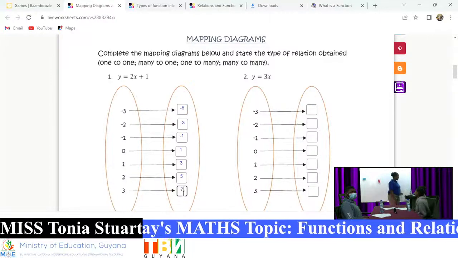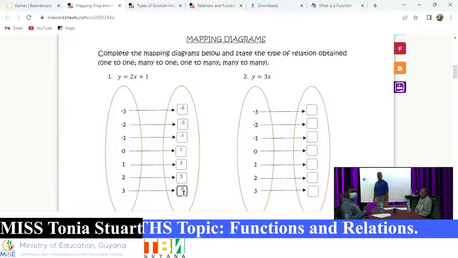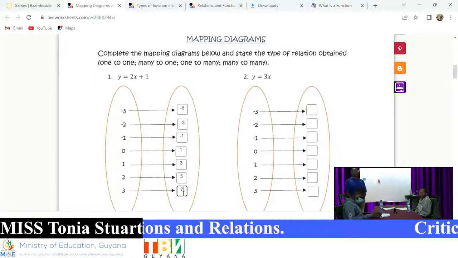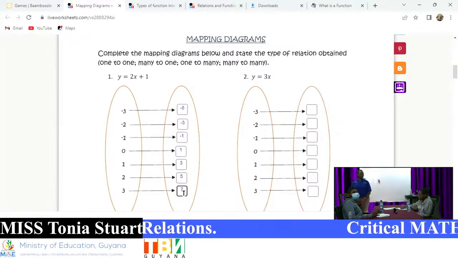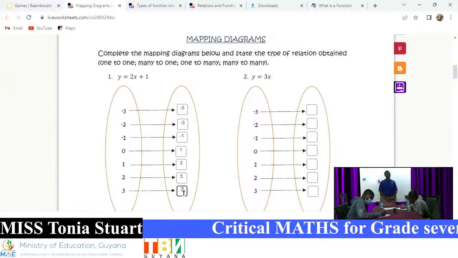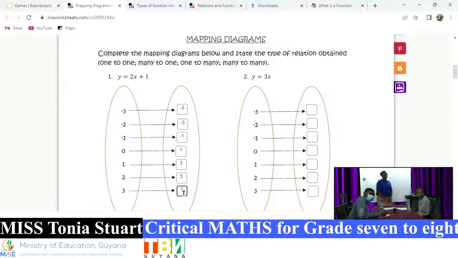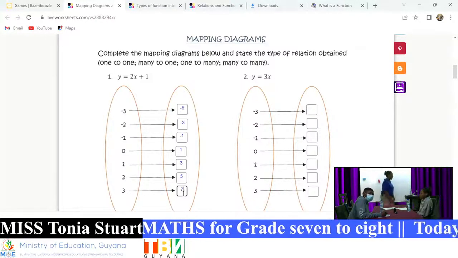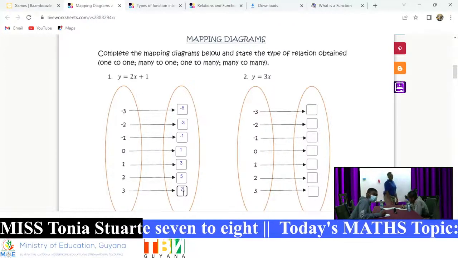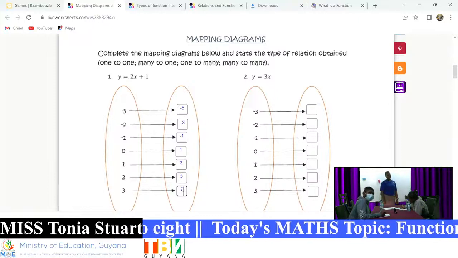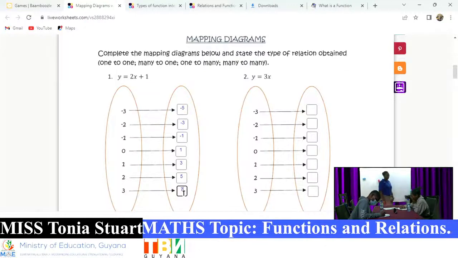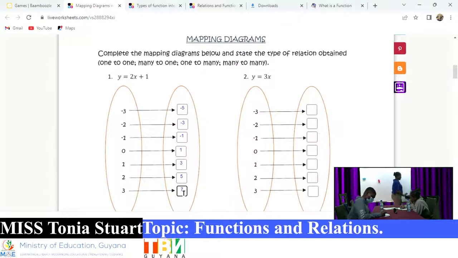Alright. We'll check our answers in a bit. Let's go to the other side. So we have the other function, y is equal to 3x. And what is 3x doing? What operation? Multiplication. So we have the first one: y is equal to 3 multiplied by negative 3. Ali, you ready?